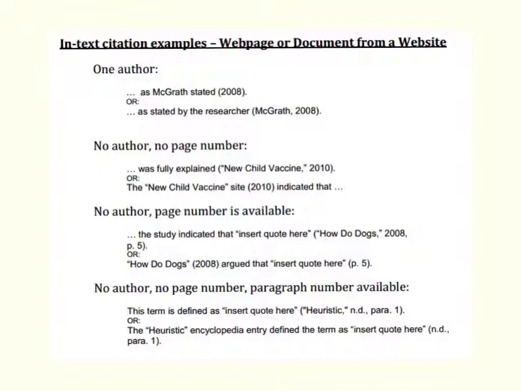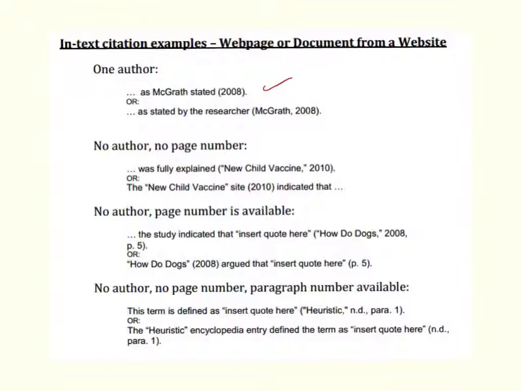But here are some different ways that you can provide those in-text citations. The citation can be worded right into the sentence. So if we look at this first example here where it says, one author, as McGrath stated, and then the year 2008. Or as stated by the researcher, bracket, McGrath, comma, 2008.